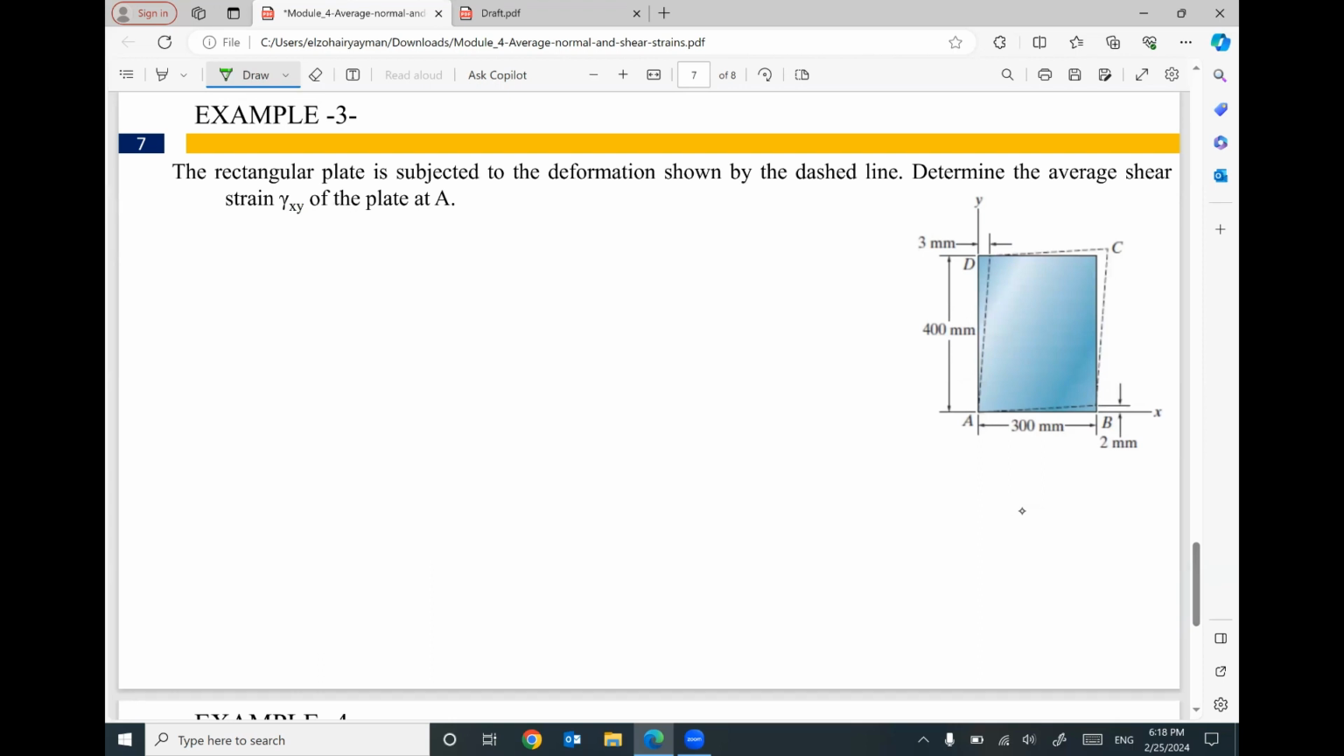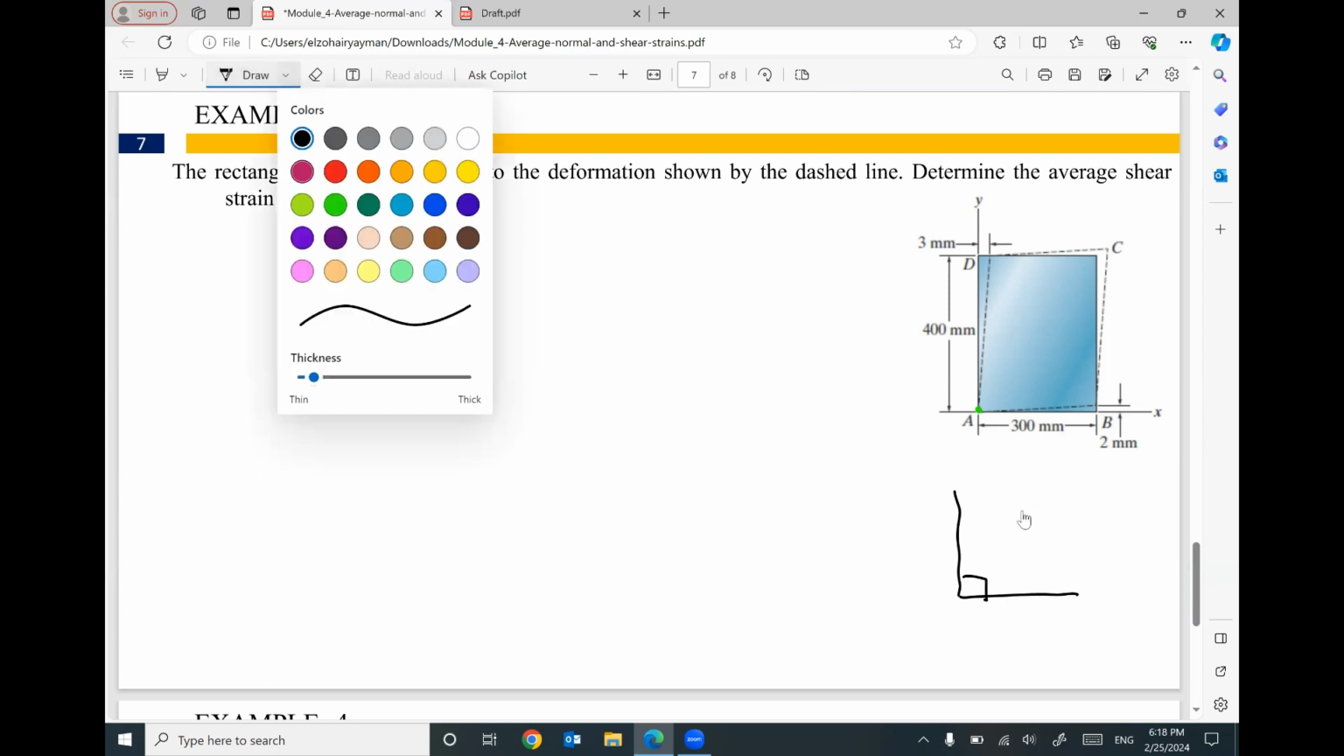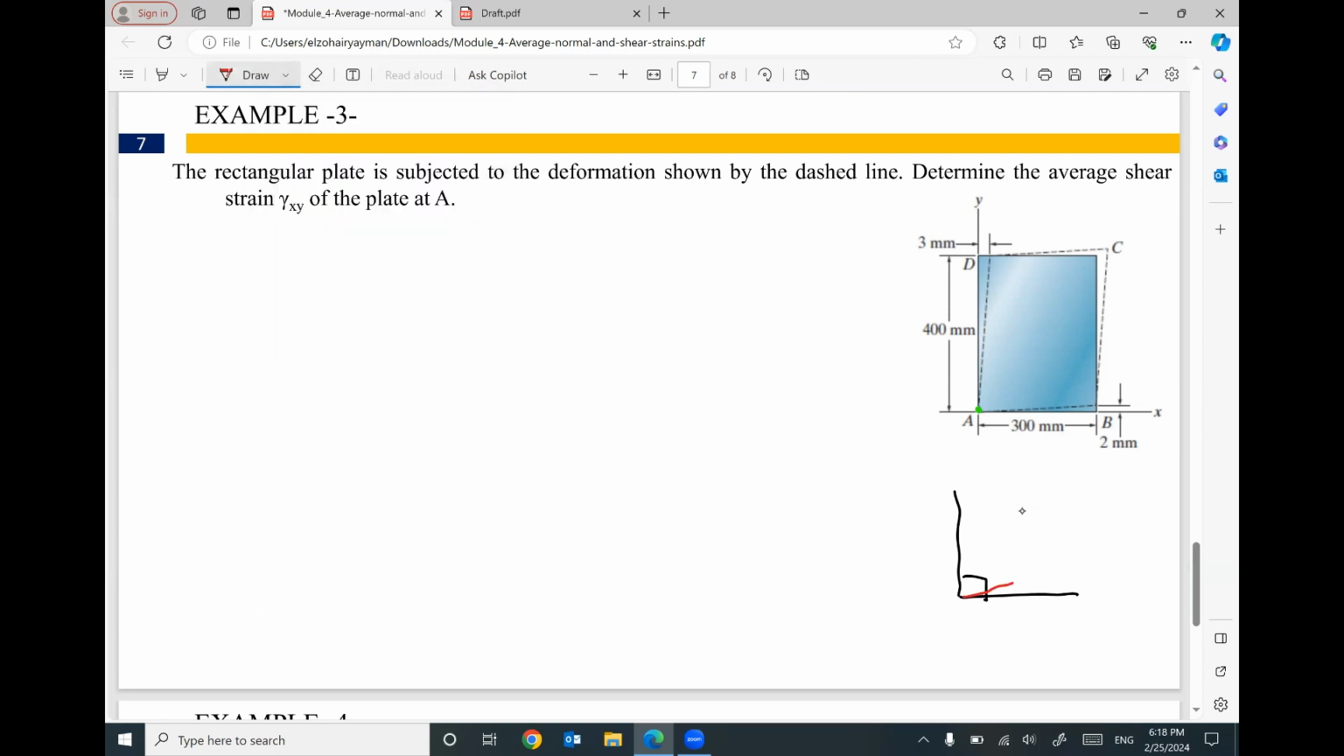We have another example here. A rectangular plate is subjected to the deformation shown by the dashed line. Determine the average shear strain gamma of the plate at corner A. At corner A, the original angle was a right angle, like this. But after deformation, we found this line and this line. So the change of the angle is this one, phi 1, and this one, phi 2. So I can say gamma at A, which is the shear strain at A, equals phi 1 plus phi 2.